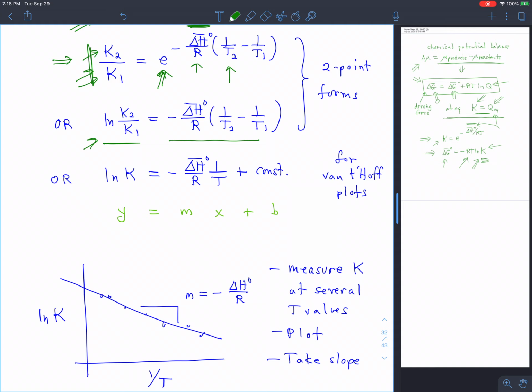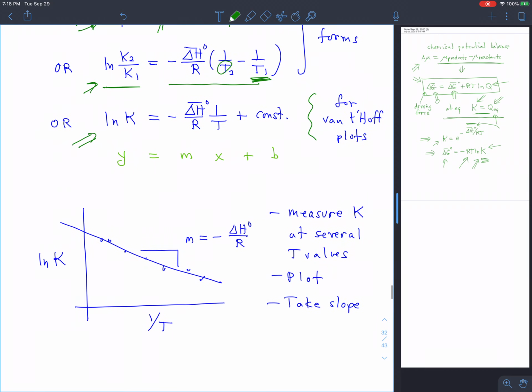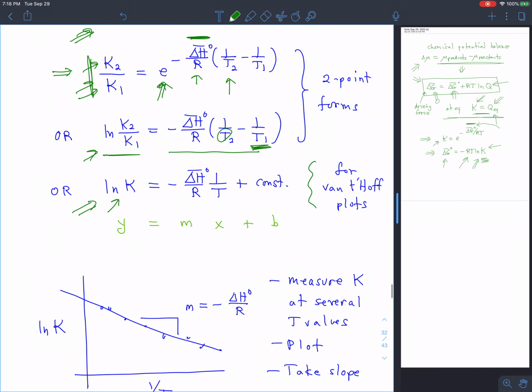And I can basically call this T instead of T2 and just treat this like a constant, and if I do, then I get this relationship, which is really the most general form of the Van't Hoff relationship, which says that the logarithm of the equilibrium constant is equal to, and these are all approximately equal to, by the way.